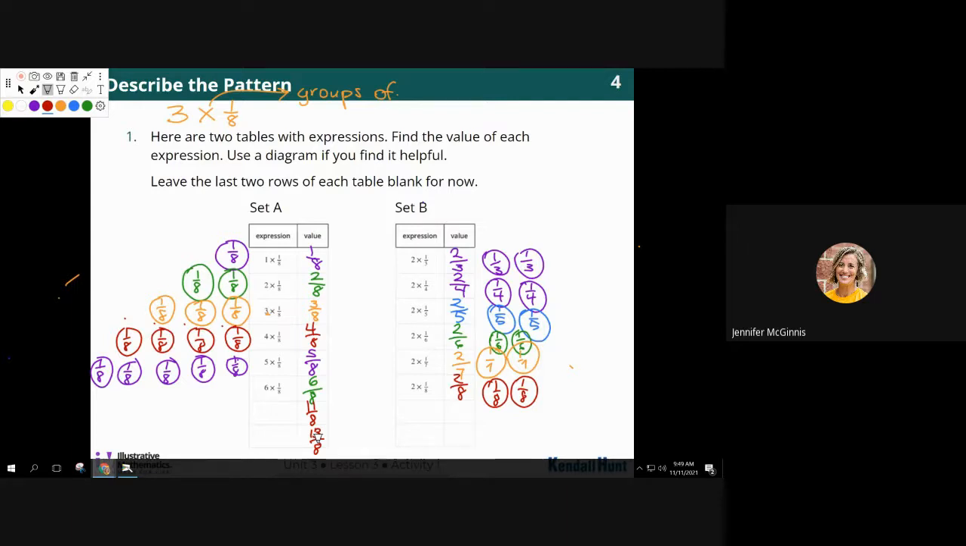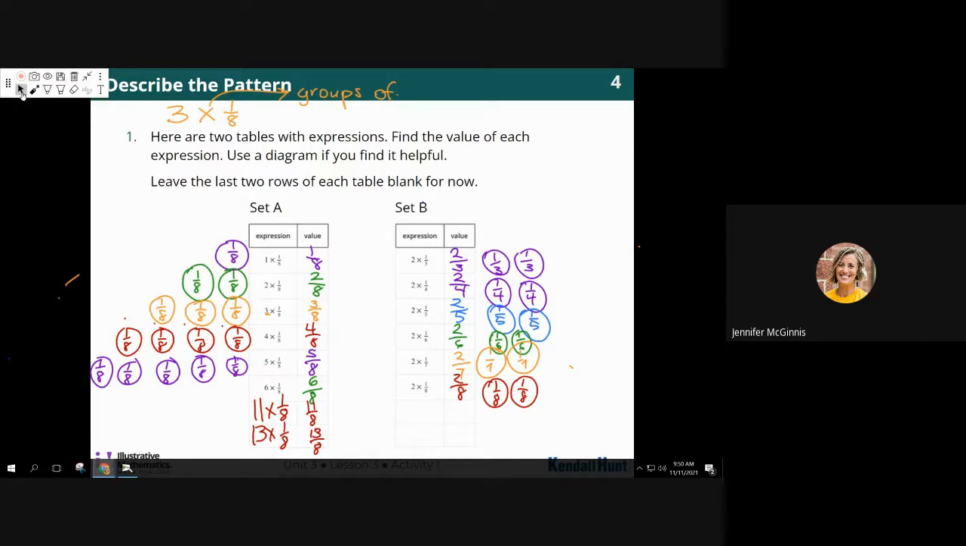I got 11 times 1/8. Who else has 11 times 1/8 here? Hands all over town. And what do you got after that, Ethan? Right, but what's the expression? 13 times 1/8, which we could also say 13 groups of 1/8. Very good.